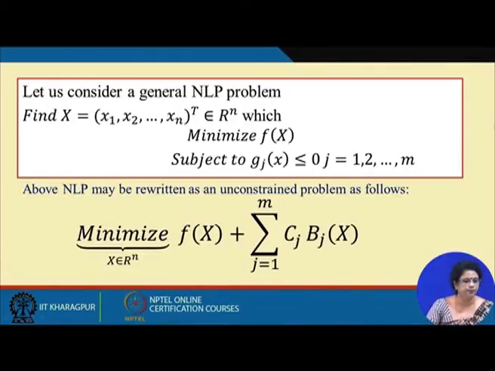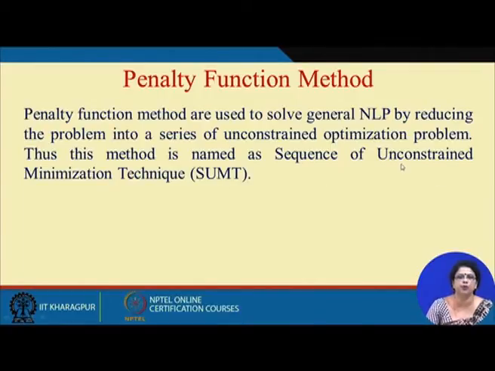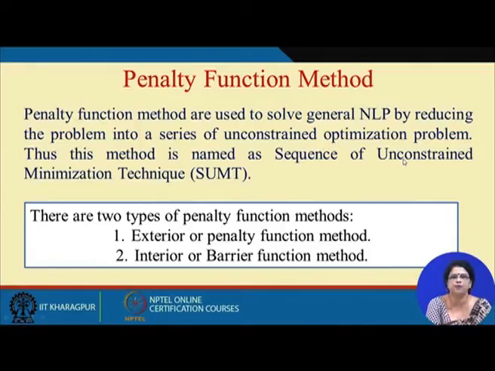Now we know that for the exterior penalty function method, there is a penalty term and we name it a penalty function, but for the interior penalty function method, this is the barrier. We have a sequence of unconstrained optimization problems, which is why this kind of penalty methodology is termed SUMT, the sequence of unconstrained minimization technique. This is for the minimization problem, and if we have a maximization problem, then we will have the sequence of unconstrained maximization technique.